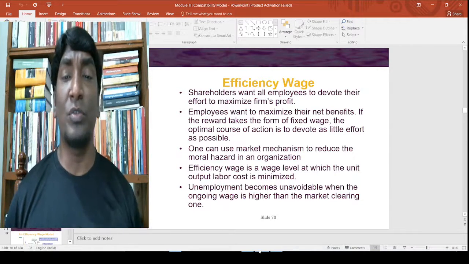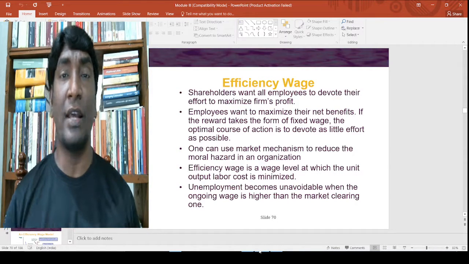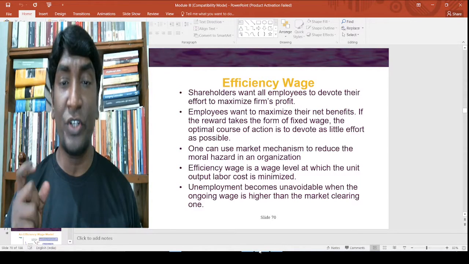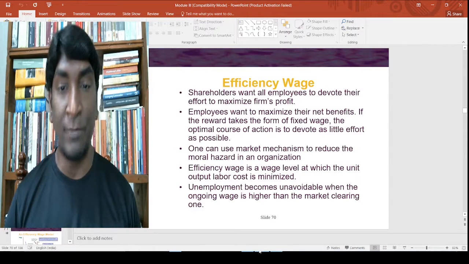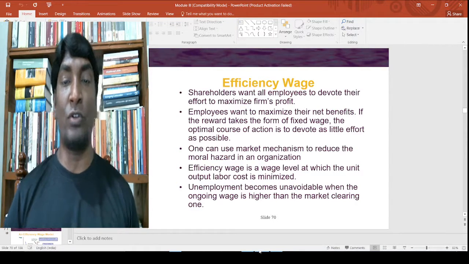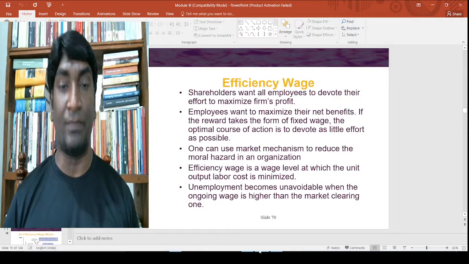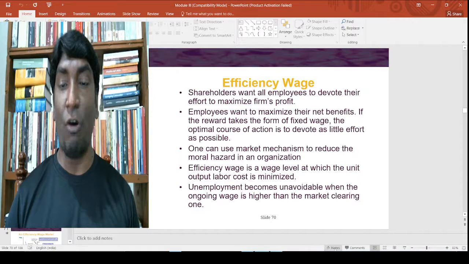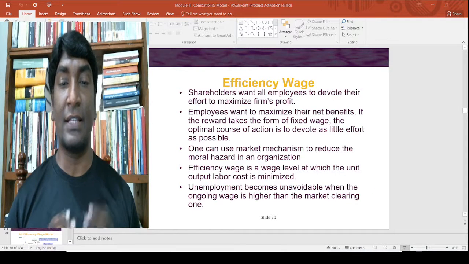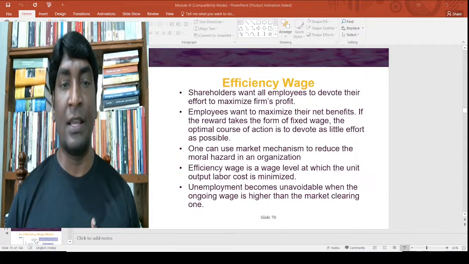Now, shareholders want all employees, from our earlier example, to devote their effort to maximize the firm's profit. Employees want to maximize their net benefit. If the reward takes the form of a fixed wage, the optimal course of action is to devote as little effort as possible.